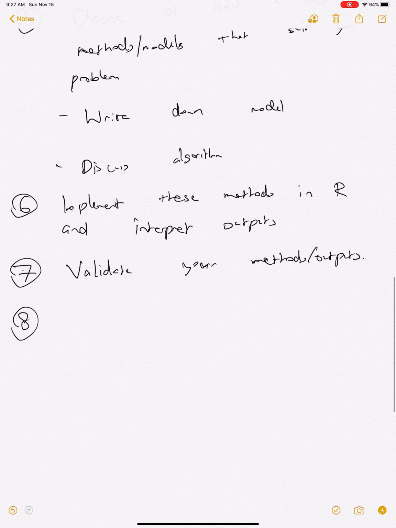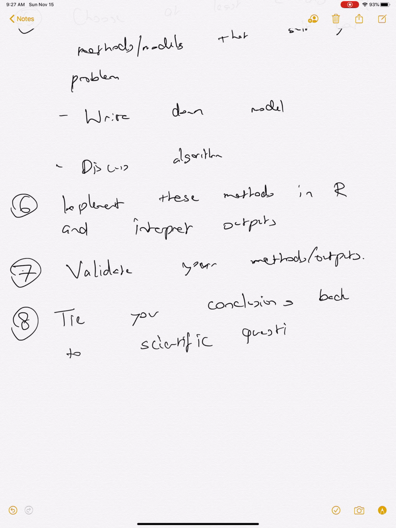And then, we want to tie your conclusions back to your scientific question. And so this is where the first couple of steps or tasks are really important.